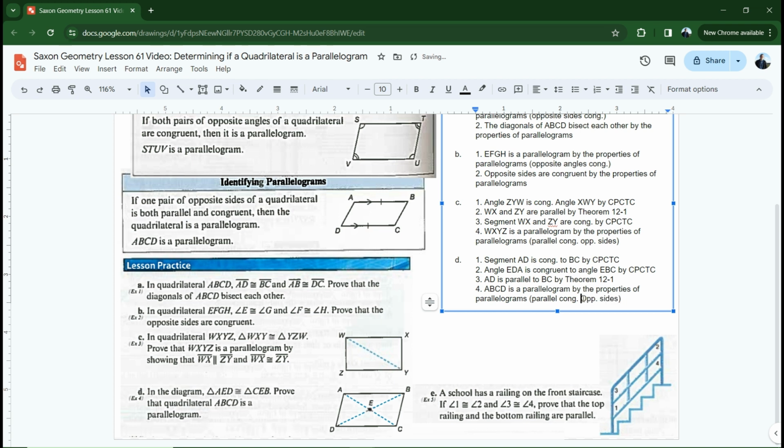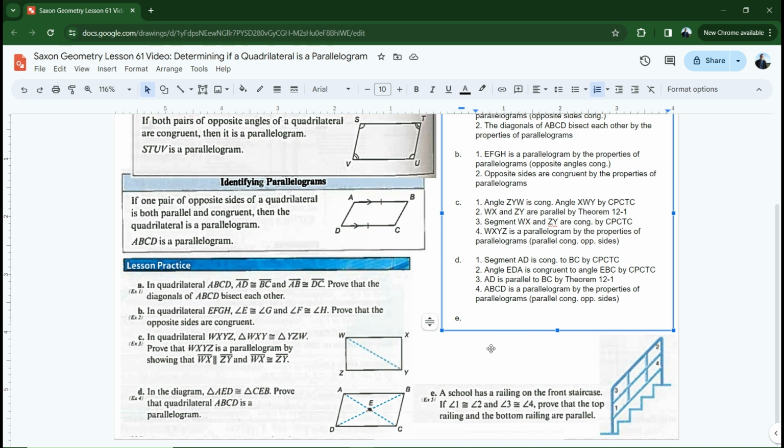All right, that's letter D. And then finally on to letter E. In letter E, we have a railing on the front of a staircase. I guess it's on a front staircase. And if angle 1 is congruent to angle 2 and angle 3 is congruent to angle 4, prove that the top railing and the bottom railing are parallel.